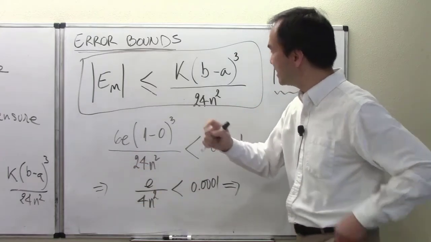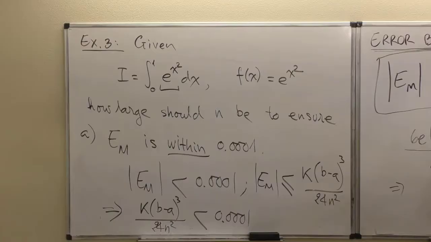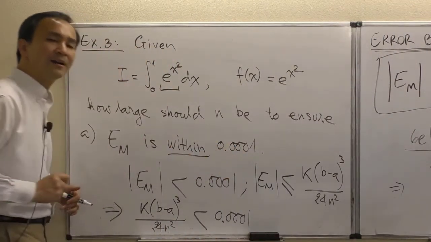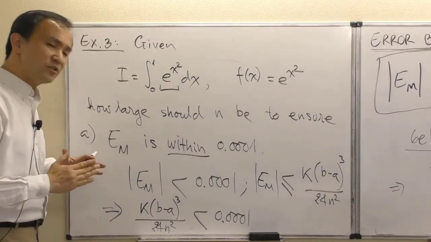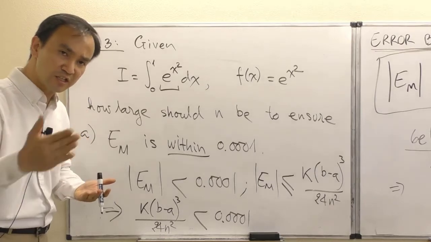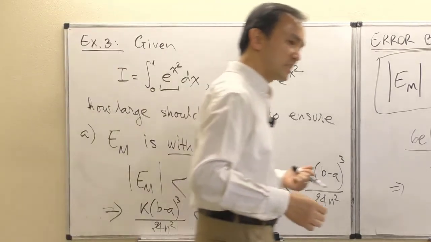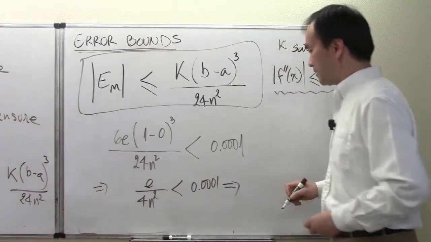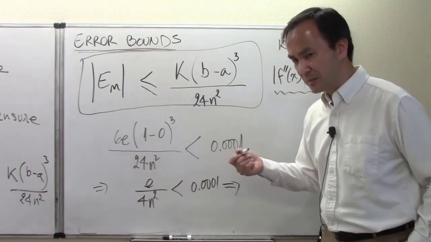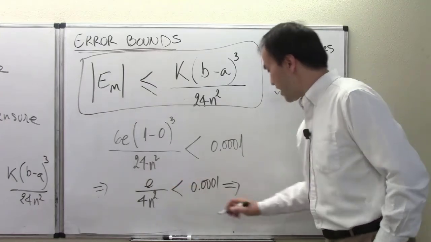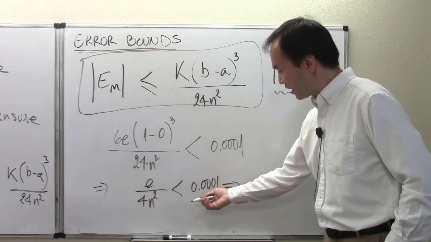Our need here is that the error amount is to be within 0.0001. To satisfy what we need, we have to search for the number of n, how many subintervals do we need, to ensure that the error is within that specified amount. So now solving for n is just a matter of solving this inequality algebraically.